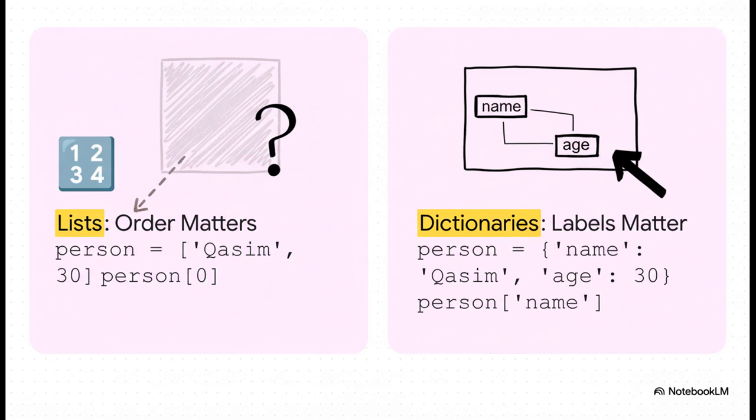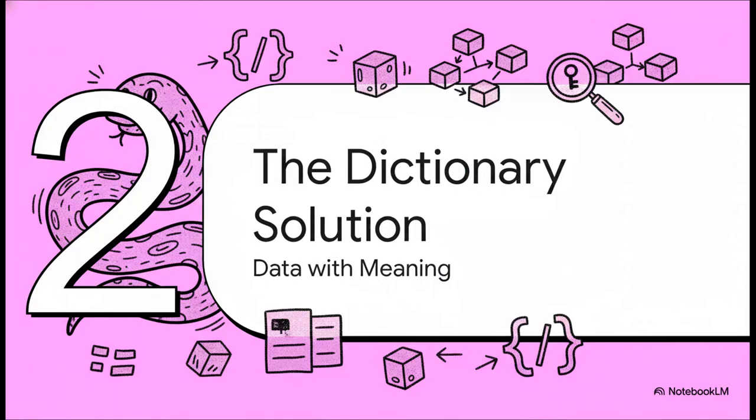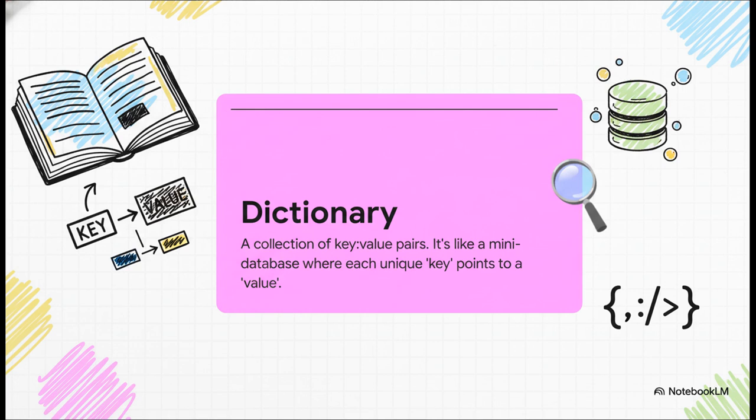And you know what? This is how pretty much all modern data works, whether you're getting it from an API or reading a config file. So let's officially meet our hero for today, the Python dictionary. We're about to dive into what makes it tick and see how it completely solves that messy indexing problem for good. So what is a dictionary, really?